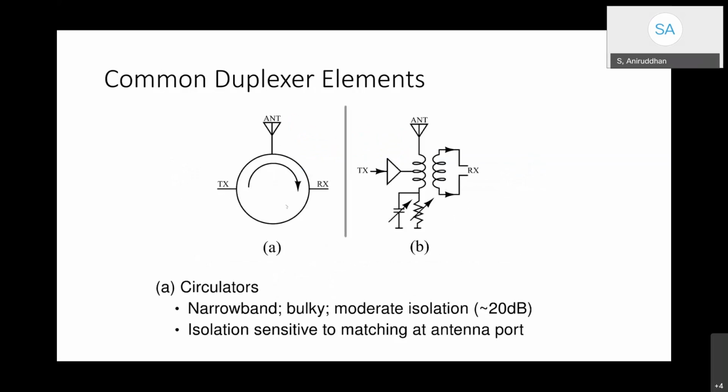It gives you about 20 dB isolation, but the real problem is these are extremely narrowband and bulky. So you cannot use them for portable mobile communication. The other interesting thing is that the isolation of these circulators is highly sensitive to the matching at the antenna port. And as many of you might know, the antenna impedance can actually change depending on various aspects.